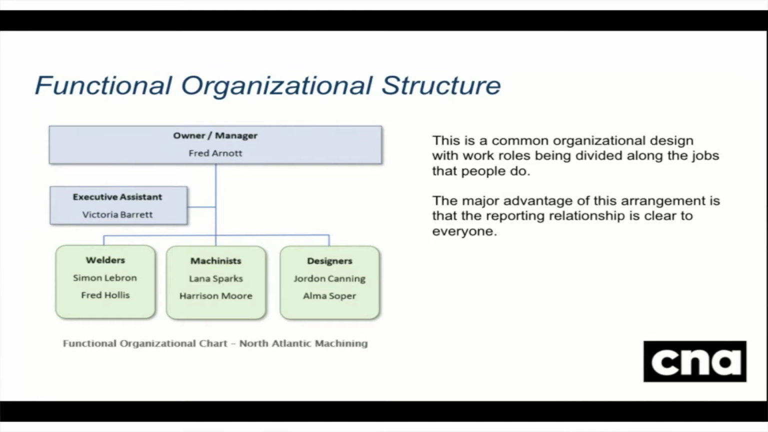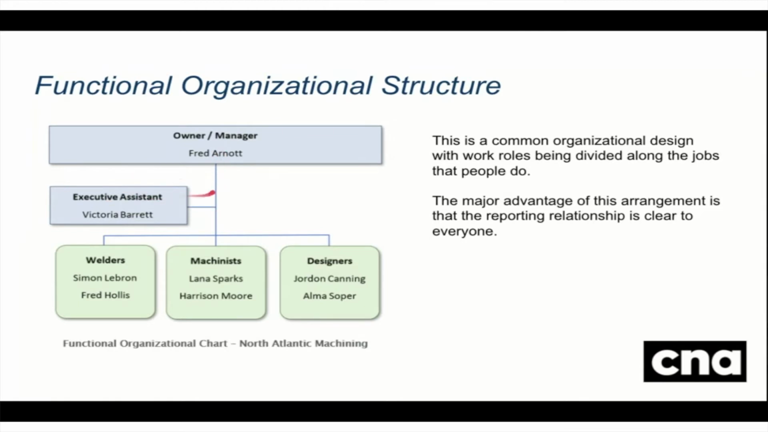Now, we also have the lines that fall in between. If we look at the lines here, the lines clearly define who's responsible to whom, okay? So Victoria here, the executive assistant, reports up to the owner manager, Fred. But she is not directly in the operations of the organization. She is an assistant. She helps out on the side, facilitates this person doing their work.